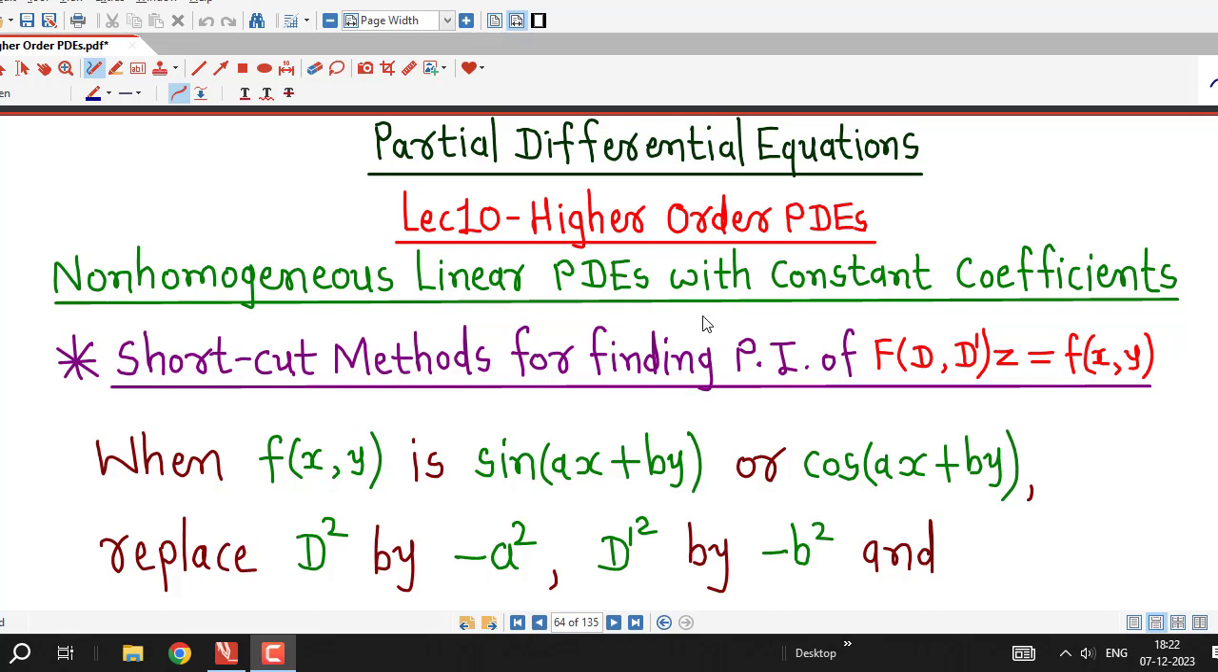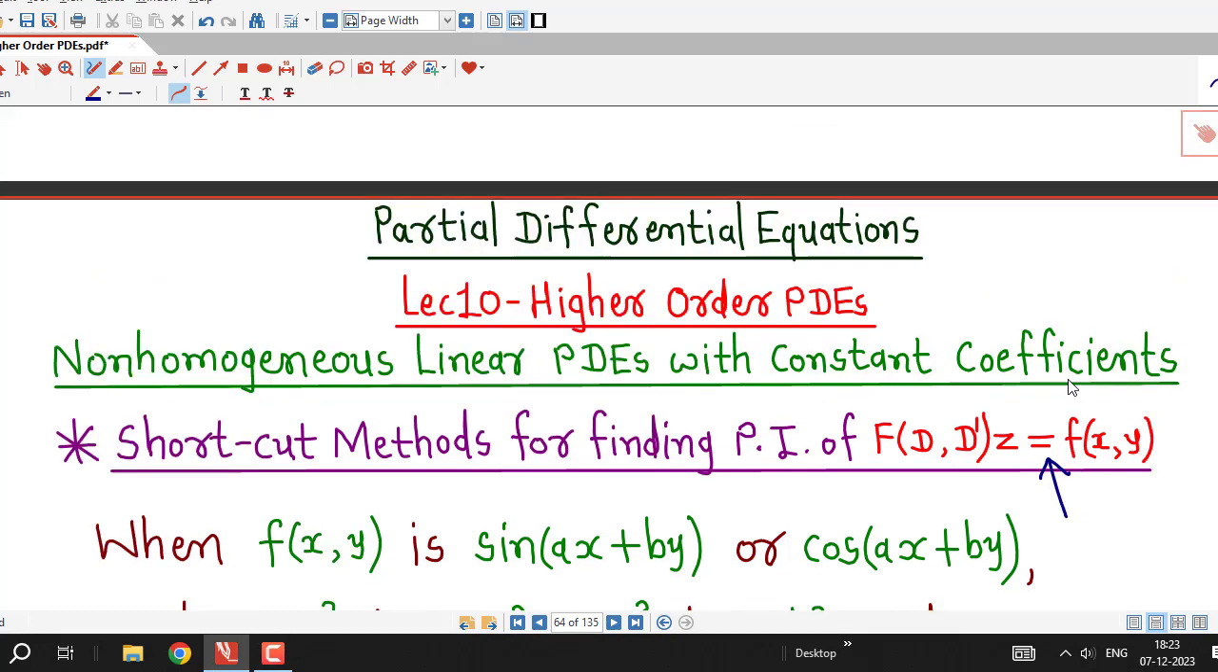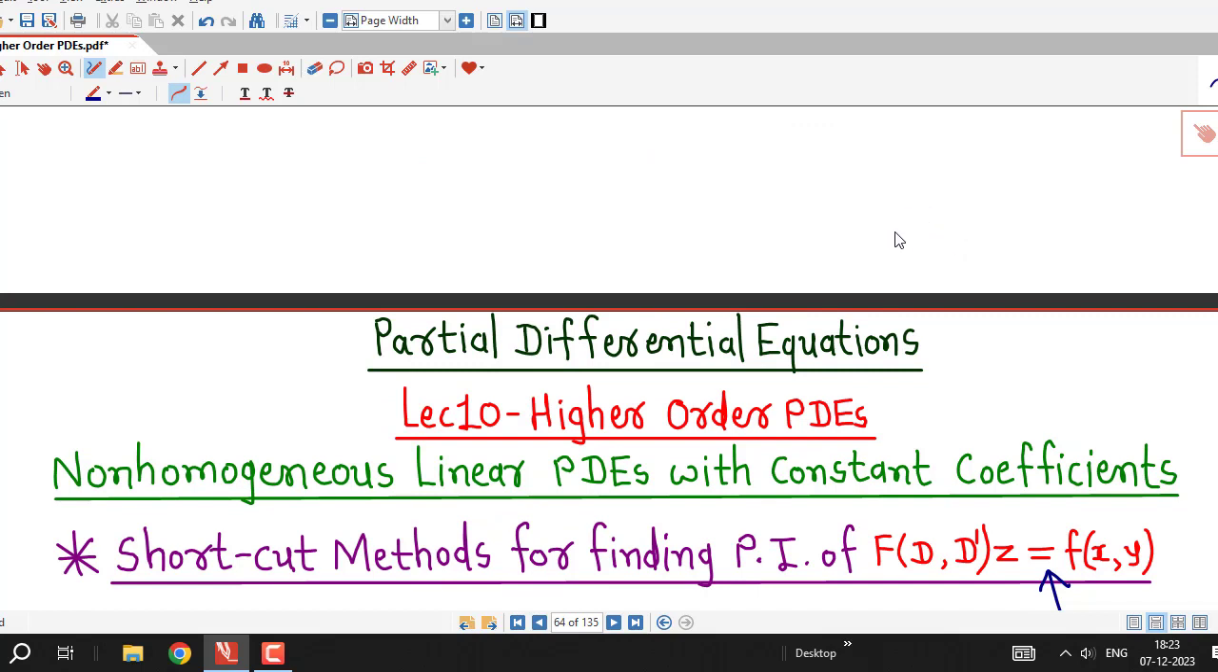From last lecture onwards, we are discussing shortcut methods for finding particular integral of non-homogeneous higher order partial differential equation. And we have seen that these shortcut methods are applicable for particular functions on the right hand side of the differential equation in this form. In the earlier lecture, we have seen how to find the particular integral if the right hand side function f(x,y) is an exponential function in the form e raised to ax plus by.